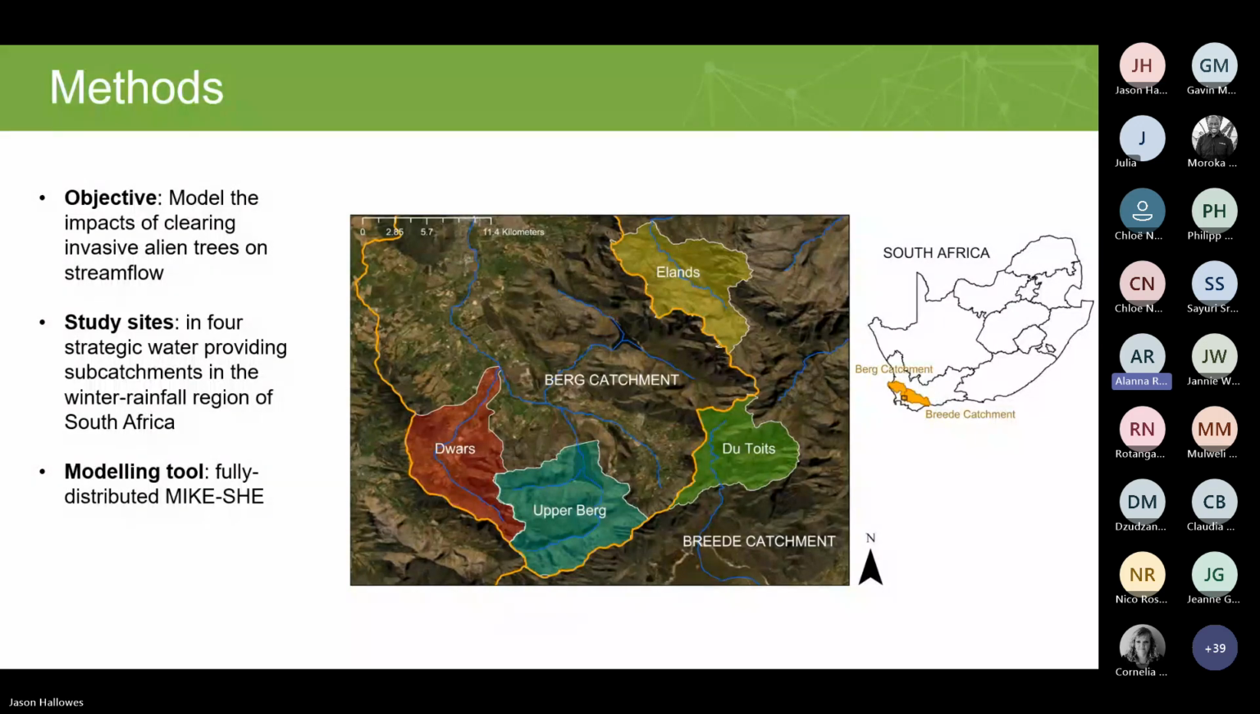Okay, so the objective here was to model the impacts of clearing invasive alien trees on specifically stream flow. And we selected 4 catchments pictured here in strategic water source areas, very important for the city of Cape Town and surrounding agriculture in the Western Cape of South Africa. And these catchments were carefully selected because of well-positioned stream flow gauges that had long records. So we really also wanted to be able to validate at least most of our catchments. And yeah, we used the MIKE SHE modeling tool to look at this.